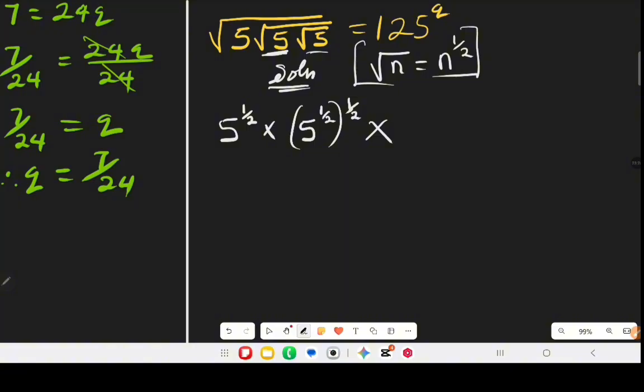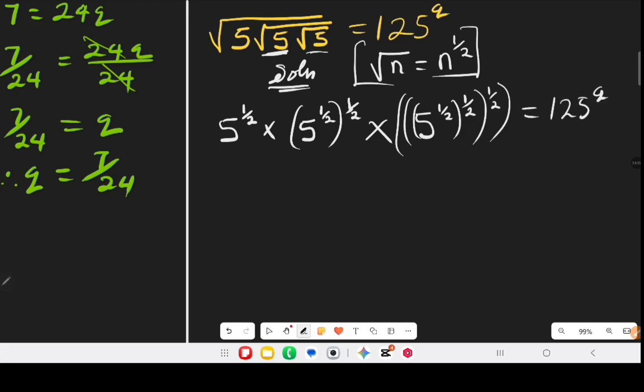The third one is having 3 roots. If the third one is having 3 roots, we are having 5 raised to the power of half into 5 raised to the power of half, another half, into another half, which makes it the third root, equal to 125 raised to the power of q.